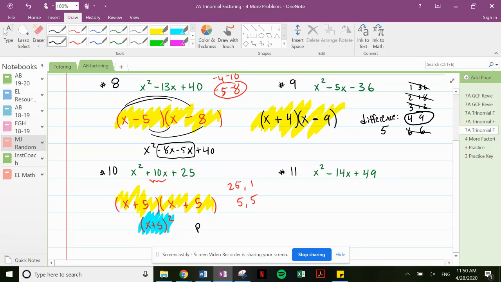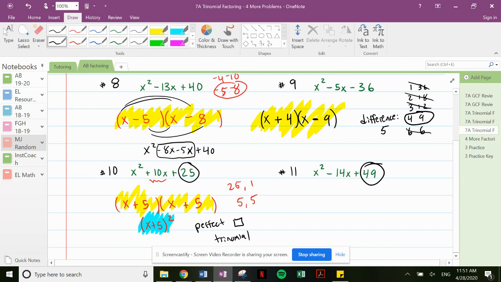This is known as a perfect square trinomial. And that's because 5 times 5 is 25. We have that perfect square of 25 right here, and 10 is 5 doubled in the middle. So perfect square trinomials, we can always think of square root of 25 as 5. 10 divided by 2 is 5. So we can certainly see that pattern there, and that's always going to factor to x plus 5, right? That same factor multiplied by itself. Let's see if that happens in number 11.